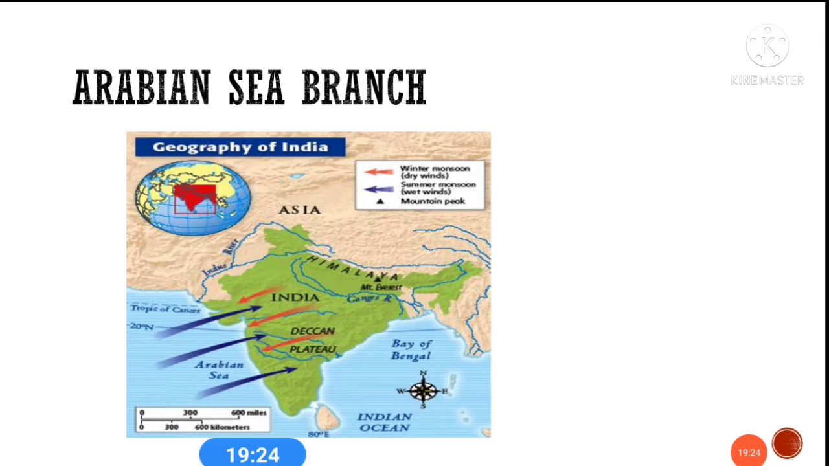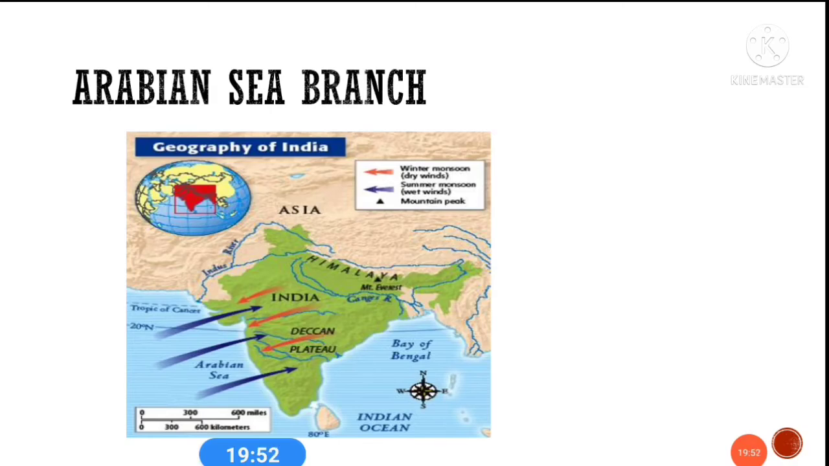The Arabian Sea branch, as you can see in this map: the wind blowing from the Arabian Sea will strike the Western Ghat. As you can see here, it blows over the Arabian Sea and strikes India from the west, and the west side of the Western Ghat gets heavy rainfall.